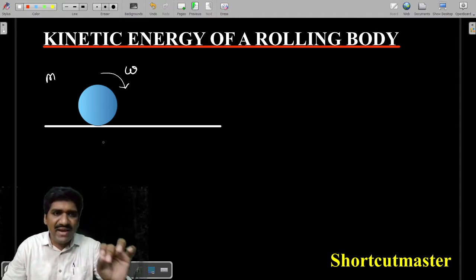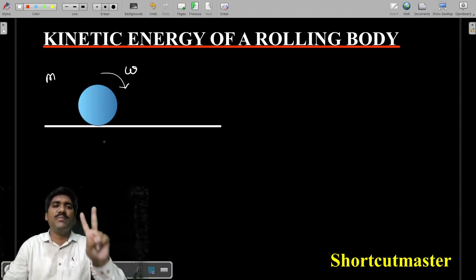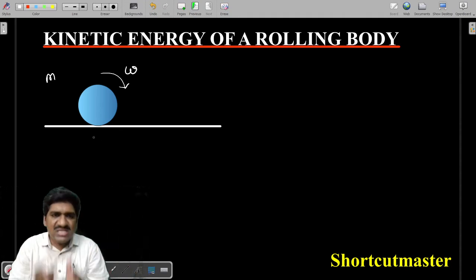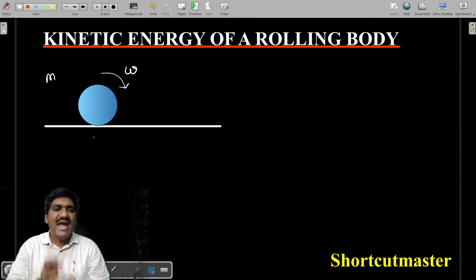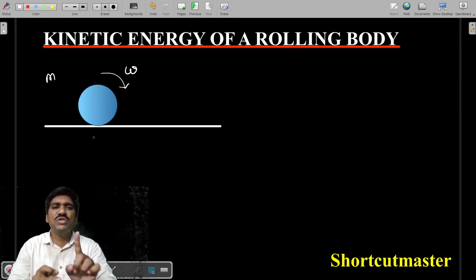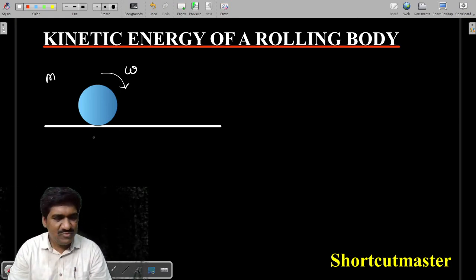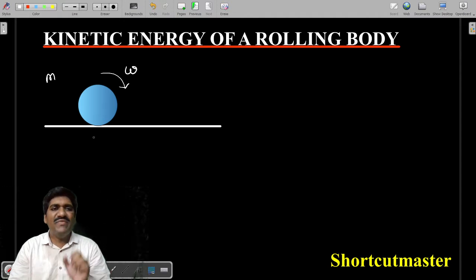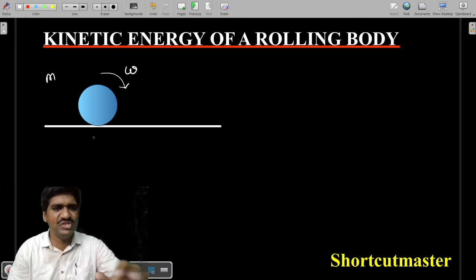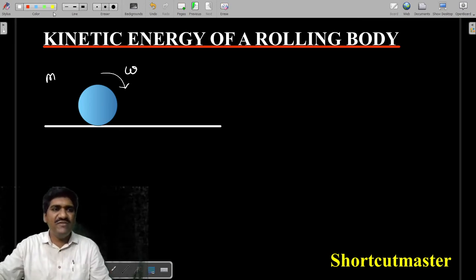Now I will determine this kinetic energy in two ways. Two methods I will show you. The first method is a general or direct method, and the second is a shortcut method, where we can determine it using only one single step. That will be helpful for you as a shortcut in the GATE and ESE examinations. Now I'm going to method number one.